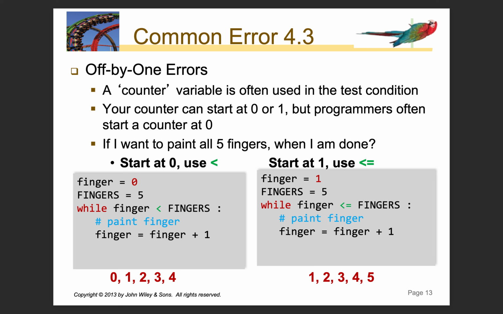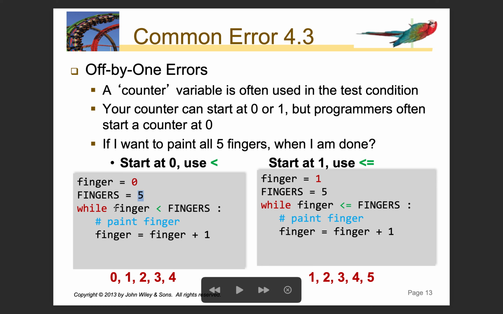So if you want to paint all of your 5 fingers, for example, and you start counting at 0, when are you done? Well, 0 is your first finger, 1 is your second finger, 2 is your third finger, 3 is your fourth finger, and 4 is your fifth finger, right? That's quite confusing because you're starting at 0, so you end up using a less than operator and counting the number of fingers you've actually painted versus the number of fingers you want to paint.